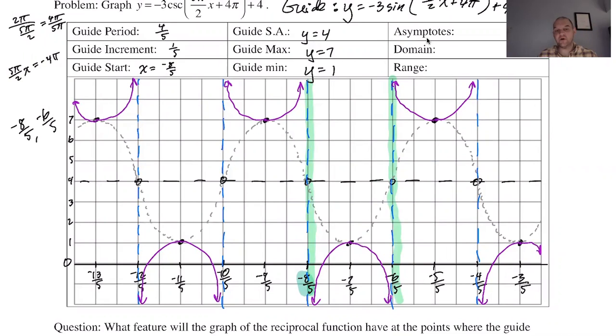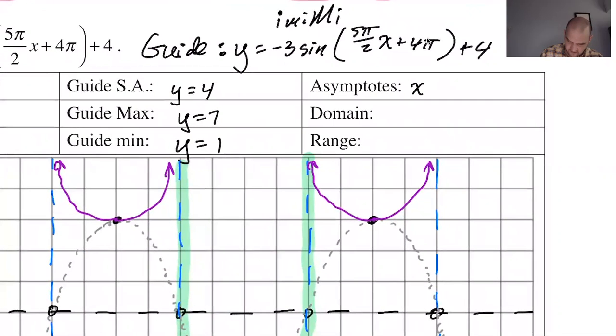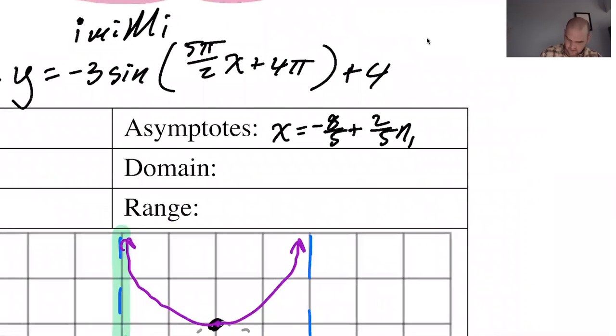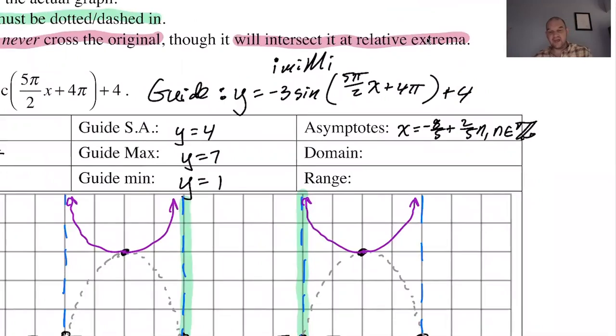Okay, so how far apart are they? Well, they're 2/5 apart. So I'm going to say the asymptotes that I see are x is -8/5 plus 2/5 n. N is an element of the integers. And usually the solution when I'm having trouble writing on this is to make it bigger. So that's equal to, because those are the asymptotes.